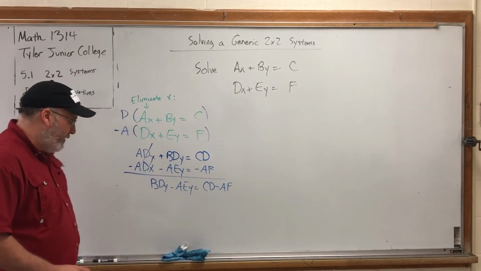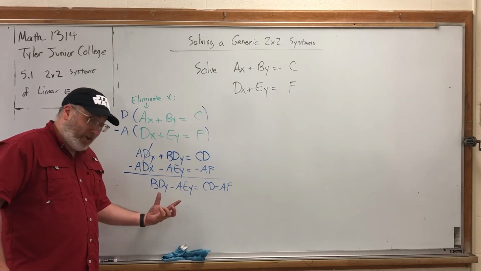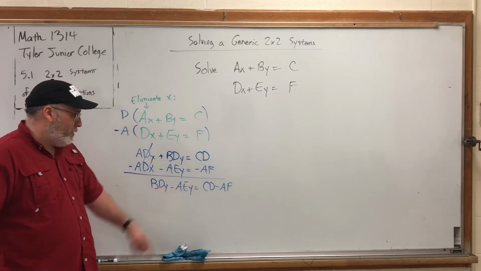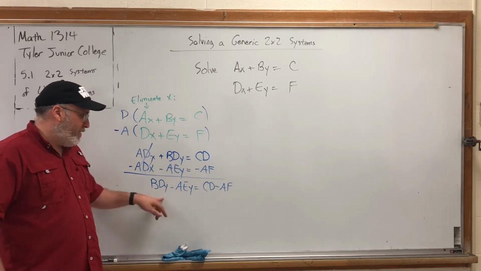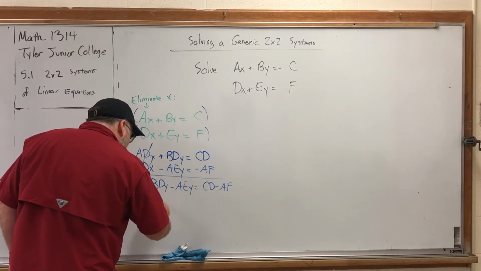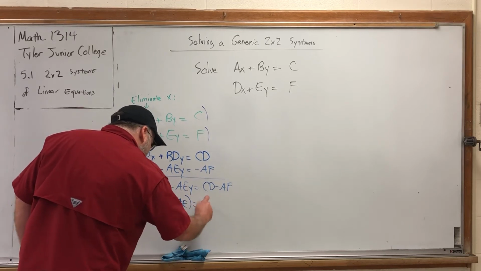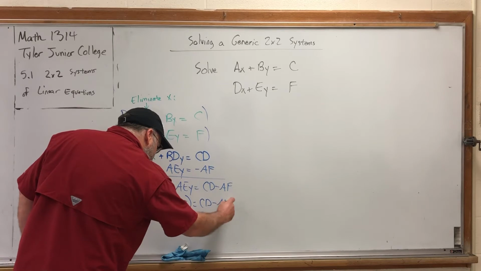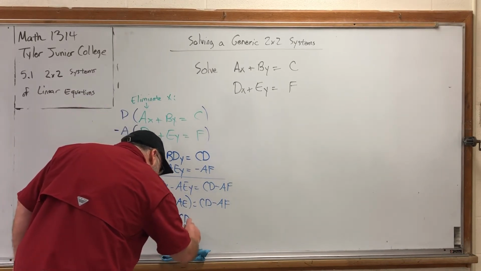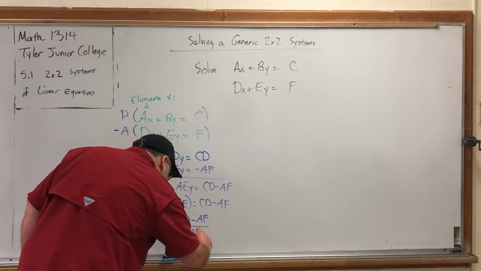How are we going to solve for y? There are 2 y terms and they're not like terms. This isn't the first time we've run into this situation, but I'll remind you how to get out of it. If we need to solve for y and we have unlike terms that both have a y in them, we can factor out the y. If we factor out the y, we get bd minus ae equals cd minus af, and now we just divide both sides. y is equal to cd minus af over bd minus ae.